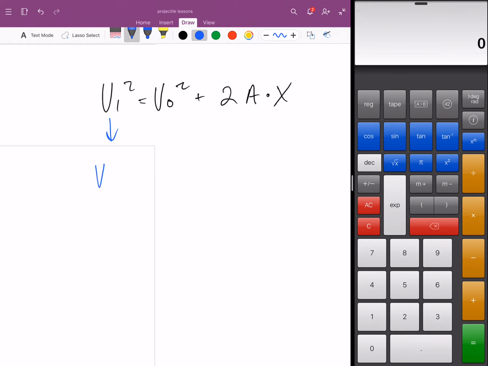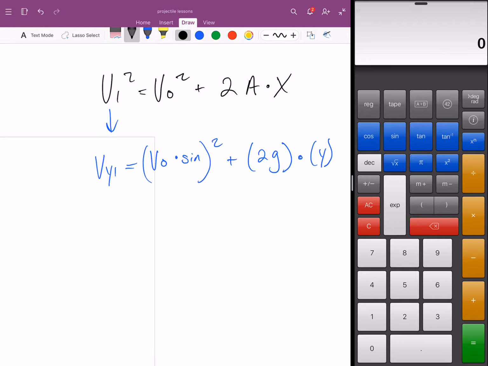So, Vy final squared equals initial velocity times sine squared plus 2g, for gravity, times y.